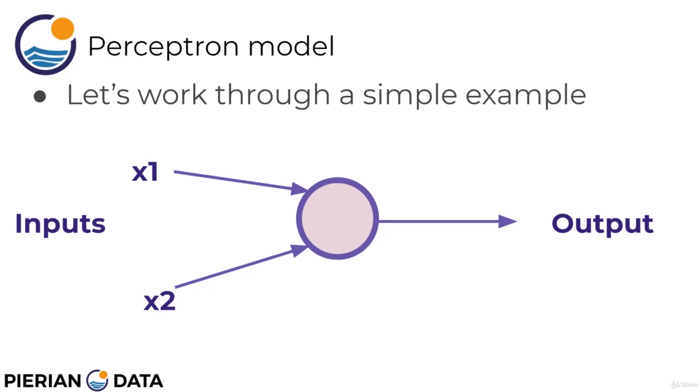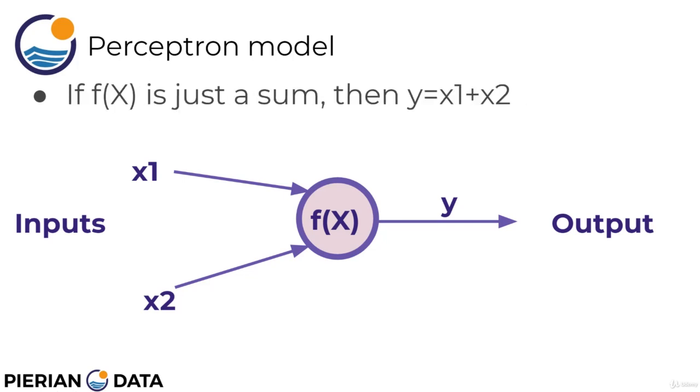So these two variables, x1 and x2, are going in as input into this perceptron. And you can imagine that inside this perceptron, that neuron is going to have some sort of function. So it's going to have some sort of functionality and perform something on those inputs of x, and it's going to then output some y. So we have some function inside the neuron, takes in these x values, performs something on them, and then outputs y. So if f of x, that function, is just a sum, then y is equal to x1 plus x2.